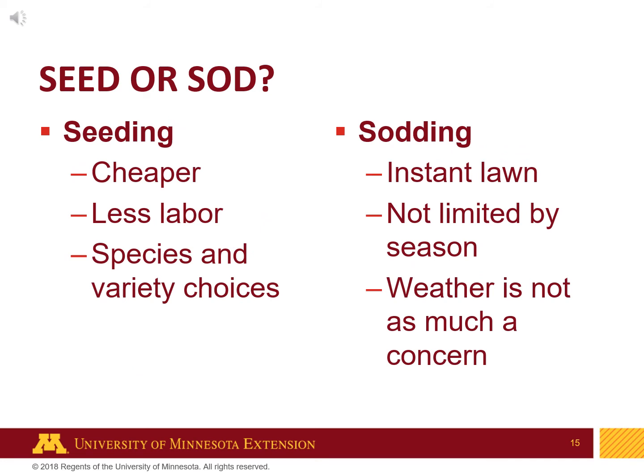In the northern United States, there are 2 primary ways that you can establish a roadside turf, either by seeding or sodding. Seeding is less expensive, requires less labor, and gives more options for species and variety selection. Sodding provides an instant lawn that can be planted at any time during the growing season. Sodding would also limit the chances of washouts during heavy rain events.